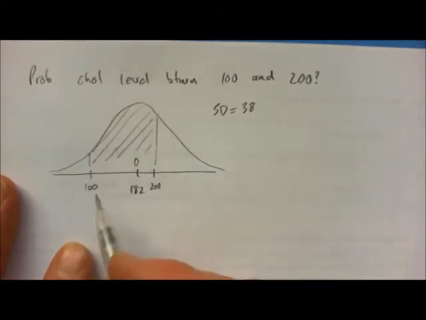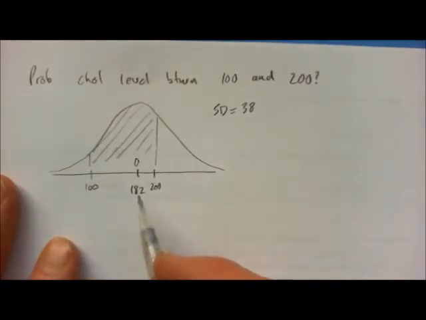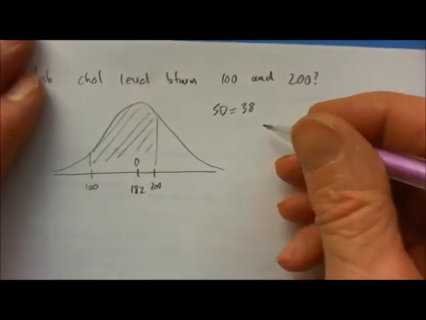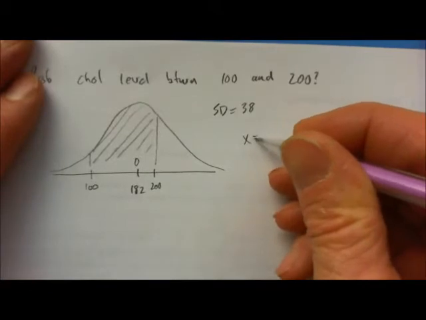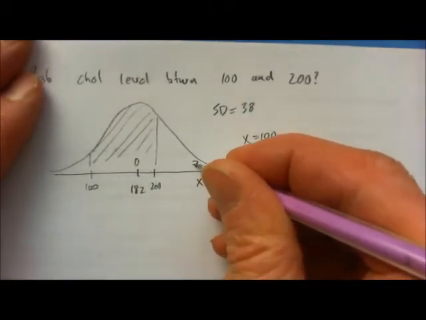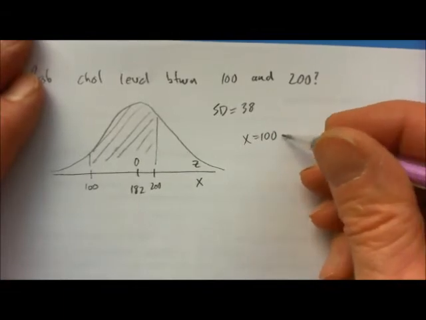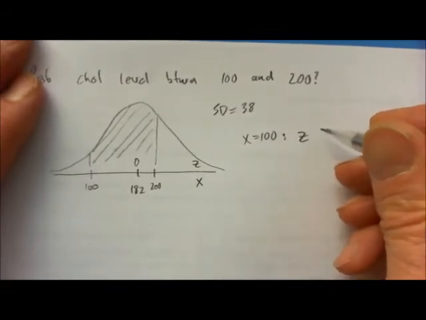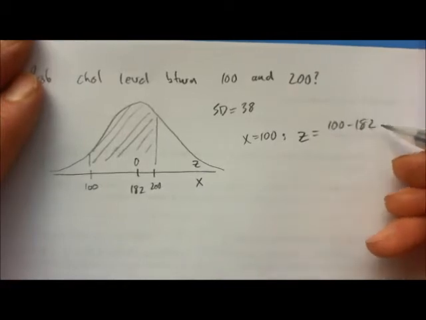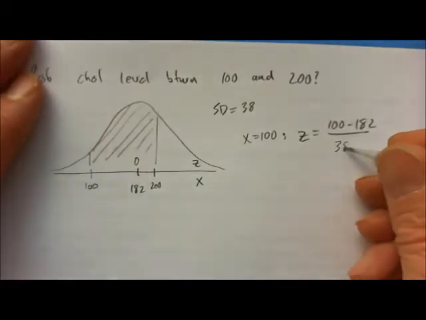But what we can do is find the z-scores that correspond to 100 and 200. So let's do that. So for when x equals 100, and we'll use, again, x for data values, z for z-scores, what we have when x is 100 is that our z is 100 minus 182 over 38.